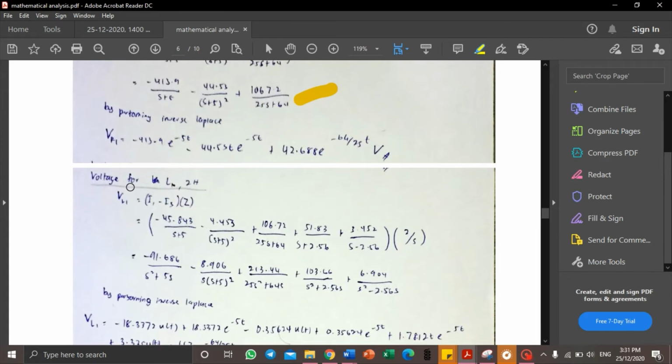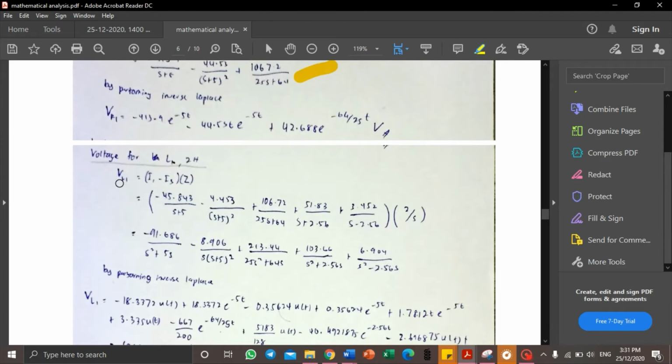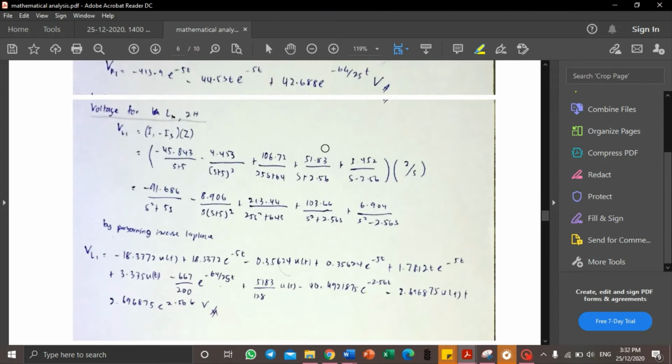For the voltage of L1, which is the 2H inductor, the equation is VL1 equal to I1 minus I3 multiplied by the impedance of the inductor. So this is the value of I1 minus I3. You get the equation for I1 minus I3, and then we multiply it with 2 over S, and then we get the final equation in frequency domain. And then in order to get the VL1 in time domain, we need to apply partial fraction for each of the equations, and then we need to use inverse Laplace.